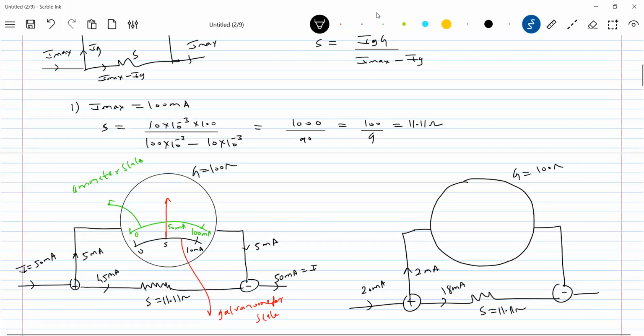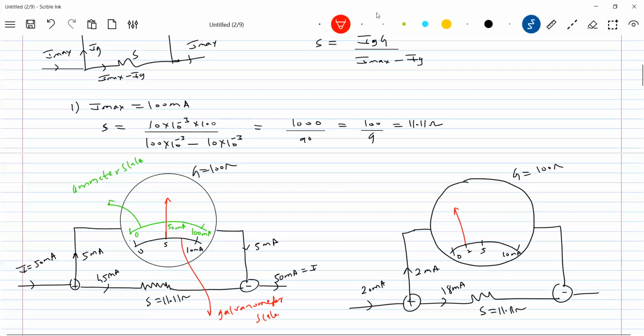Now, why, sir, are you making the current flow like that? By the current divider formula, you check it. 0, 5, 10 milliampere. And here 2 will be there. The pointer will now be located at 2 milliampere.